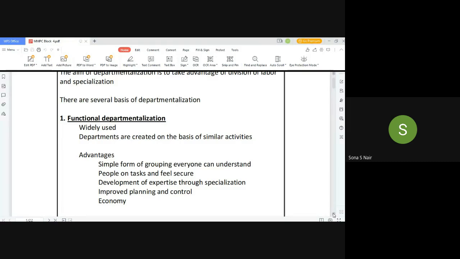Production units will have different ones. They would have production, they would have QA, they would have purchase, they would have packing. Okay? So if the organization is divided into departments on the basis of functions, on the basis of major activities which are being done, it's called functional departmentalization. This is widely used because it's very easy to divide departments on the basis of similar activities. And we have a number of advantages and some disadvantages of using functional departmentalization.